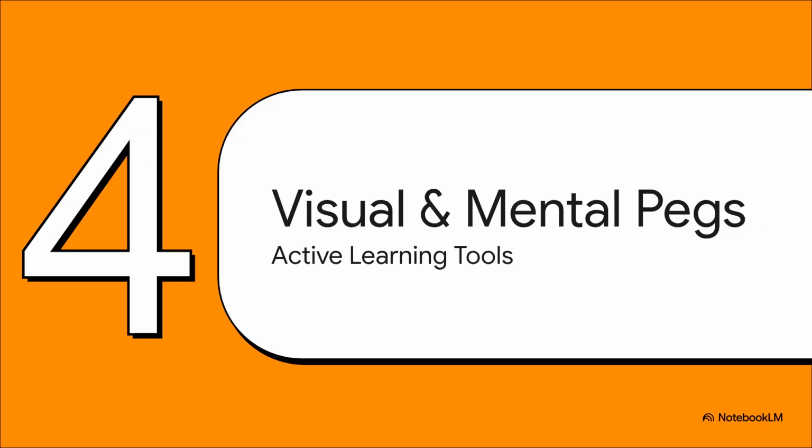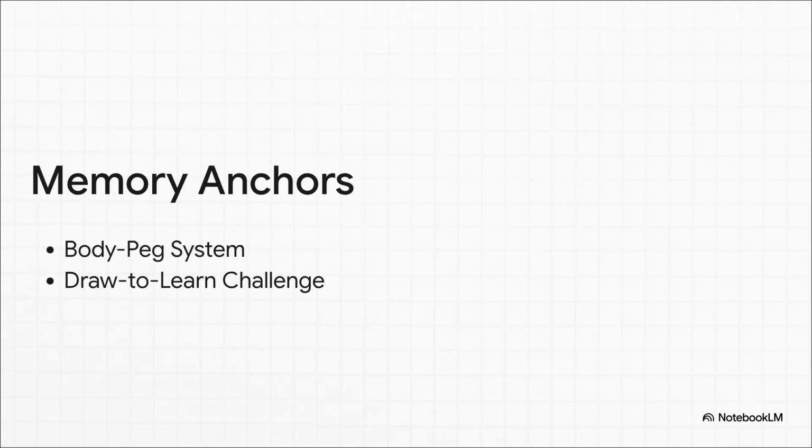All right, on to Section 4, visual and mental pegs. So once you've found your gaps and simplified the whole concept into a brilliant 3-sentence explanation, how do you actually lock that missing puzzle piece into your brain forever? Well, our sources introduce 2 incredible active learning tools to completely optimize your attention. The first one is the body peg system. This involves taking new info and anchoring it directly to familiar parts of your own body using incredibly vivid mental imagery. It helps you build a highly personalized mental model map.